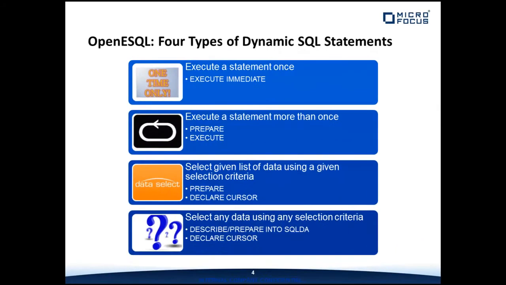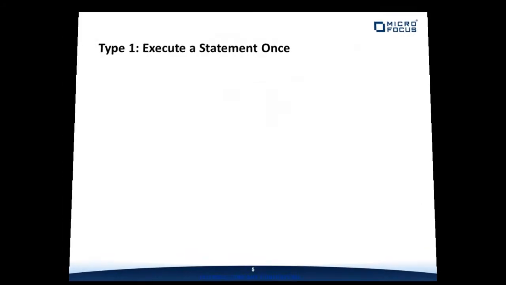In OpenESQL, there are basically four types of dynamic SQL statements that can be used. Type 1 is used when a statement only needs to be executed once. Type 2 is used when a statement may be executed more than once using a different set of parameter data. Type 3 is used when you need to return a result set using a select query. And Type 4 is used when the number and types of input and return parameters is unknown in advance, making it truly dynamic processing. Let's take a closer look.